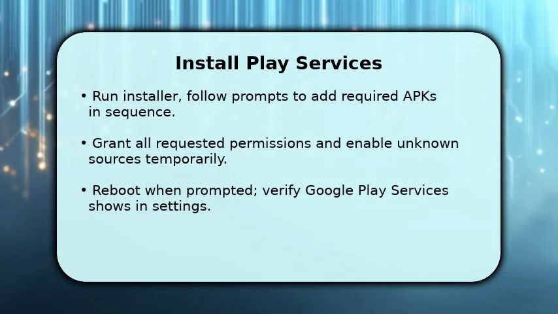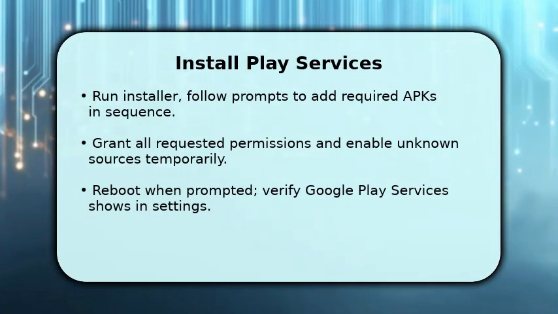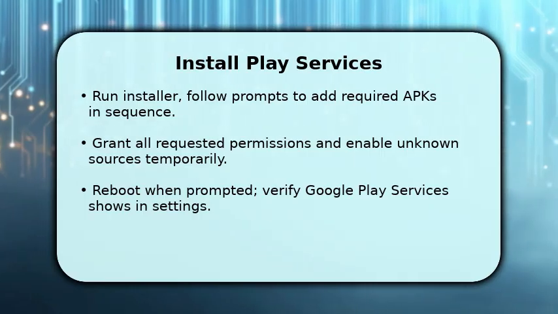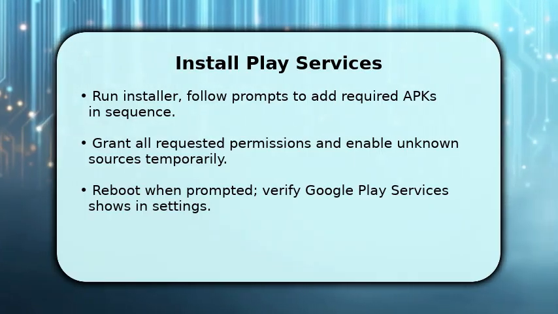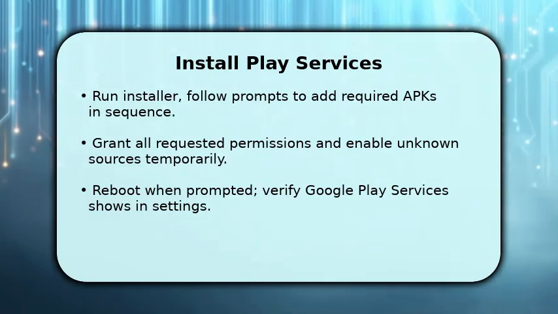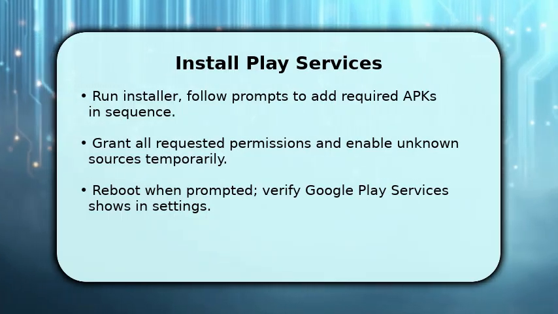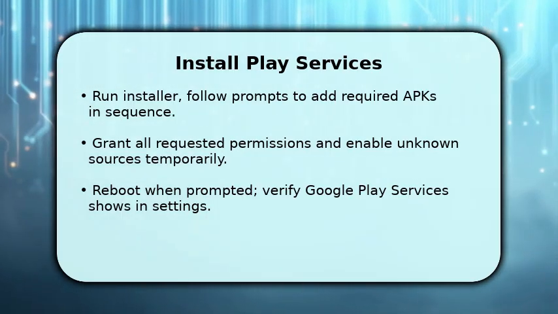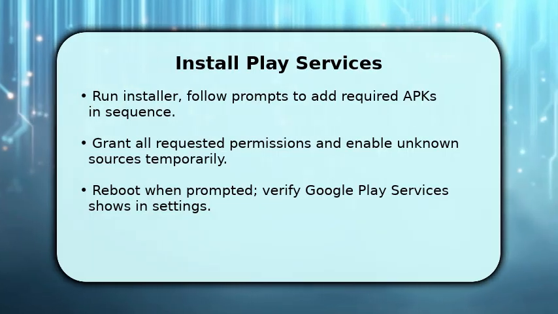You run the installer and follow the exact APK sequence it prescribes. Order matters because dependencies need to chain correctly. While installing, grant all permissions and enable unknown sources temporarily so the APKs can install. If a step fails, retry the last APK before proceeding.